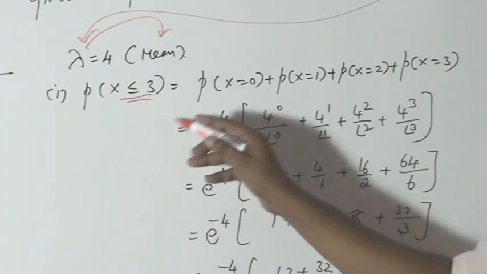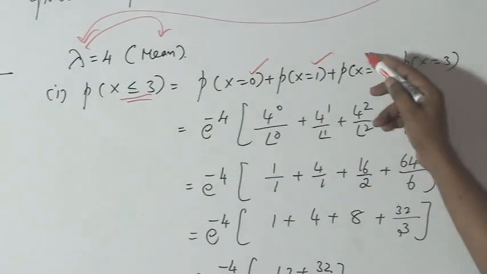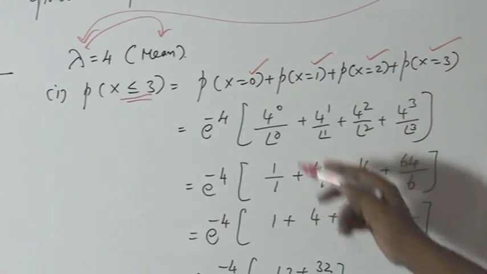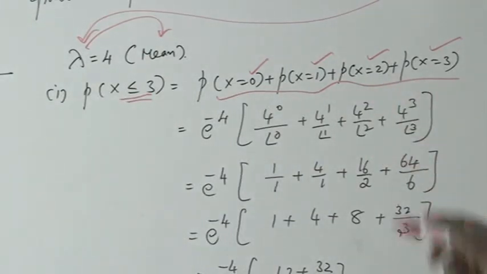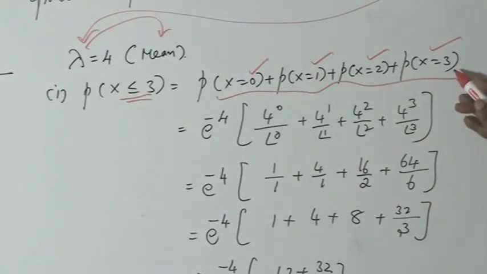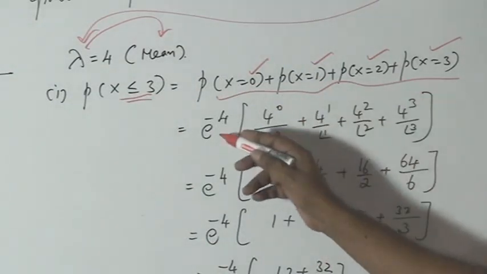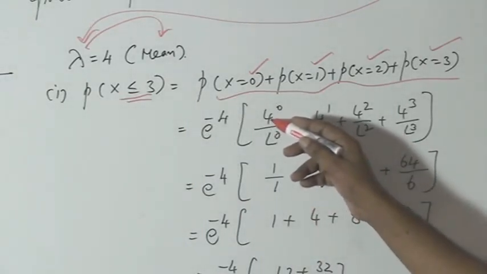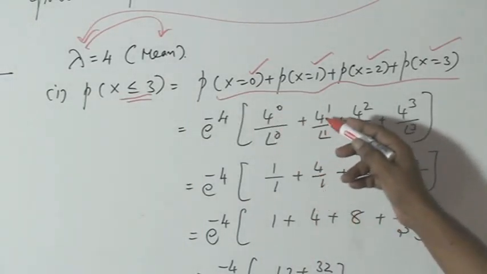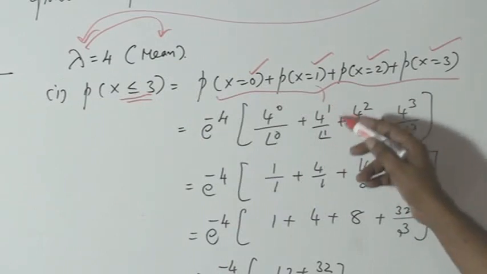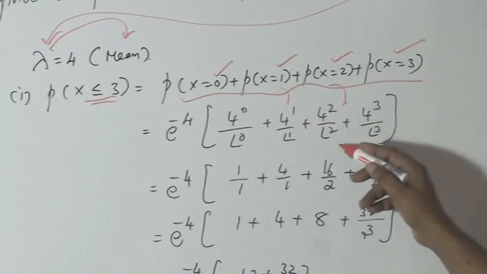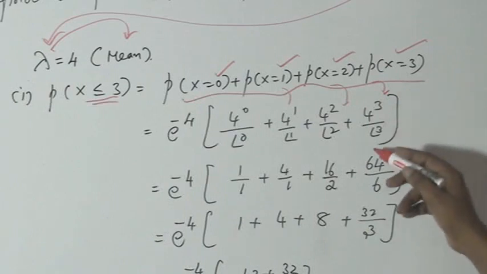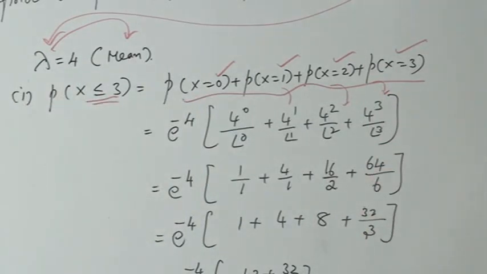So the first question is P of x is less than or equal to 3. So less than or equal to 3 means you have to start with 0, 1, 2, 3. So you have to calculate the 4 probability values. Less than or equal to 3 means 3 also to be included. So in all the probabilities, we can take e power minus 4 as common factor. Lambda is 4. 4 power 0 by factorial 0. 4 power 1 by factorial 1. 4 power 2 by factorial 2. 4 power 3 by factorial 3 and so on.